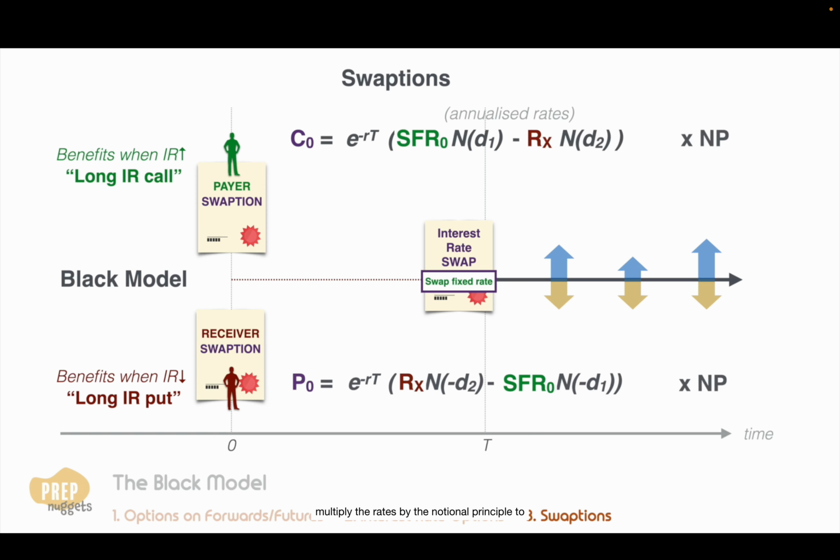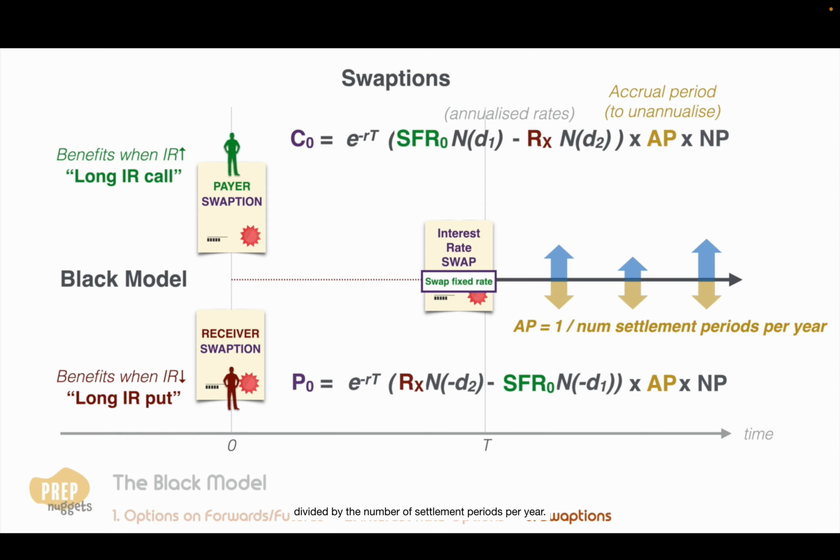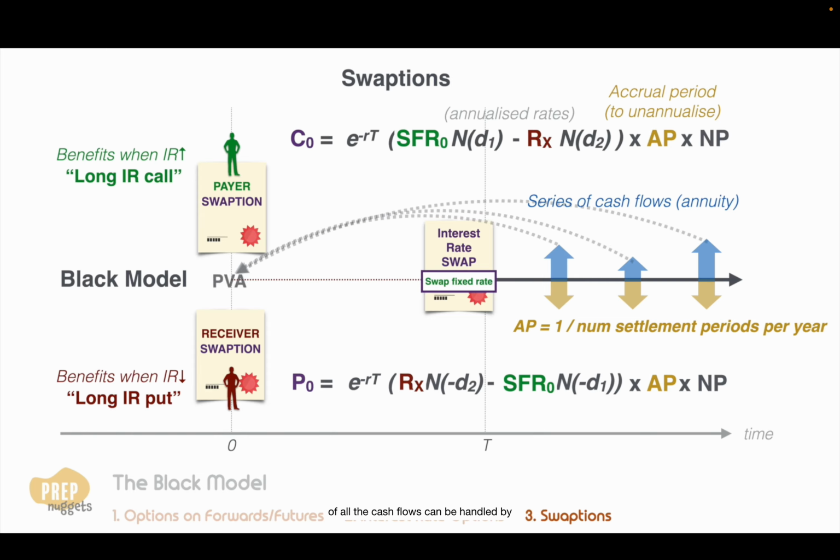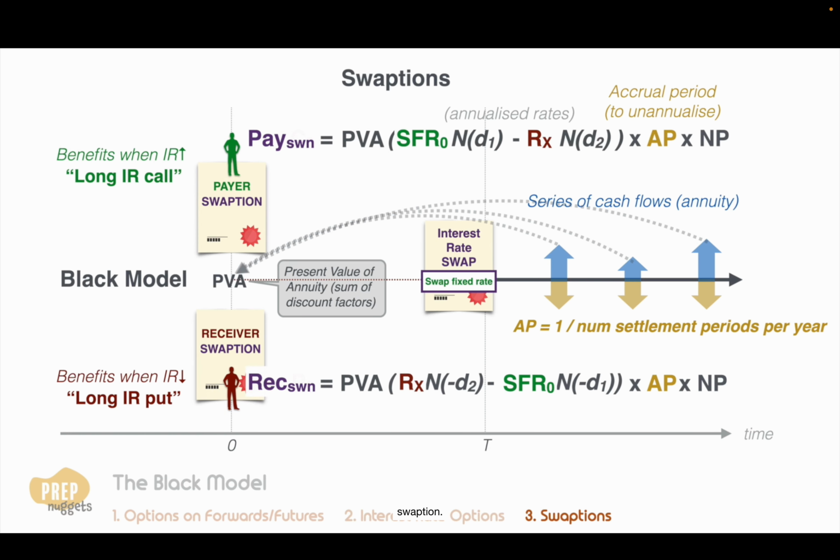We should multiply the rates by the notional principal to get the amounts, and to unannualize, we multiply the rates by the accrual period. The accrual period for a swap is calculated by 1 divided by the number of settlement periods per year. A swaption is equivalent to an option on a series of cash flows, like an annuity, one for each settlement date of the underlying swap. The discounting of all the cash flows can be handled by one single term, that is, the present value of an annuity, or PVA. As such, the discount term in the Black model can be replaced with the PVA. And there you have it, the Black model for the valuation of a long payer swaption and long receiver swaption.